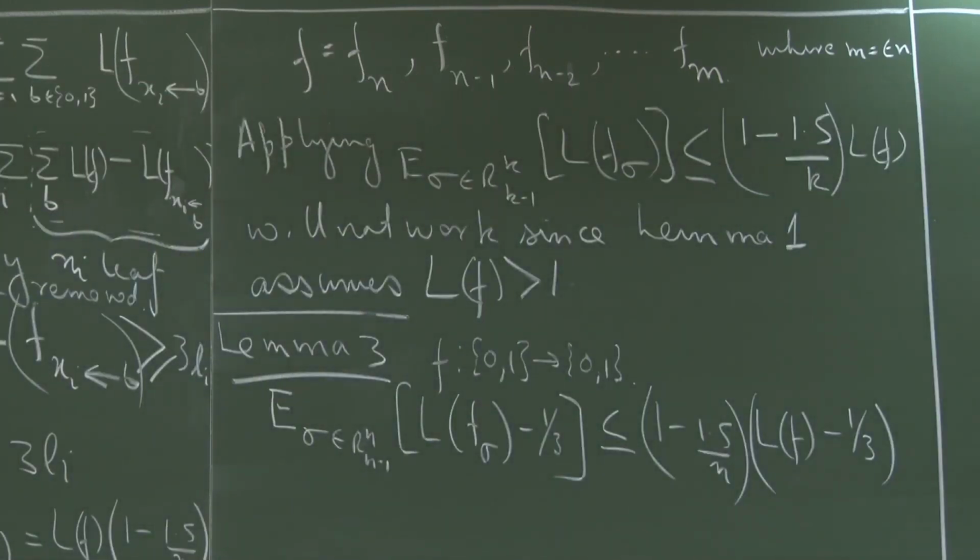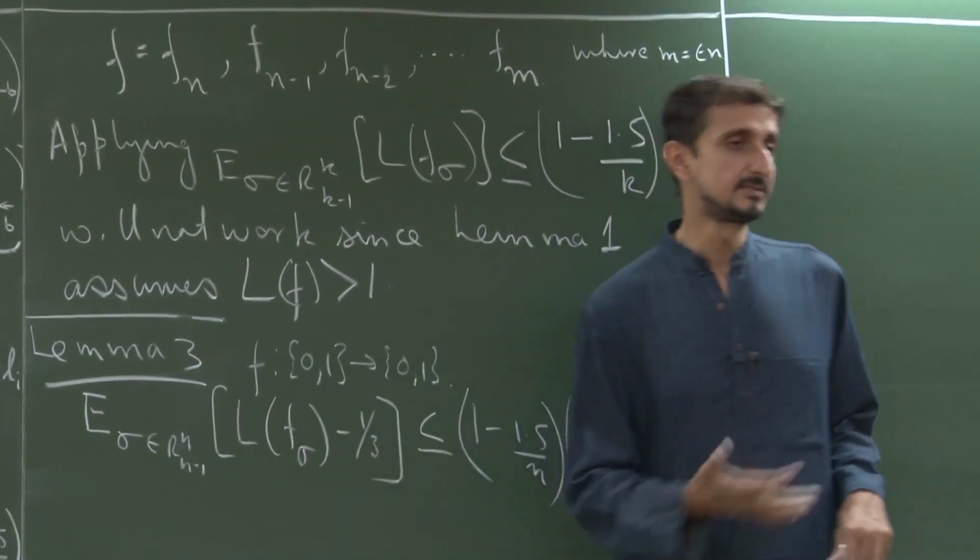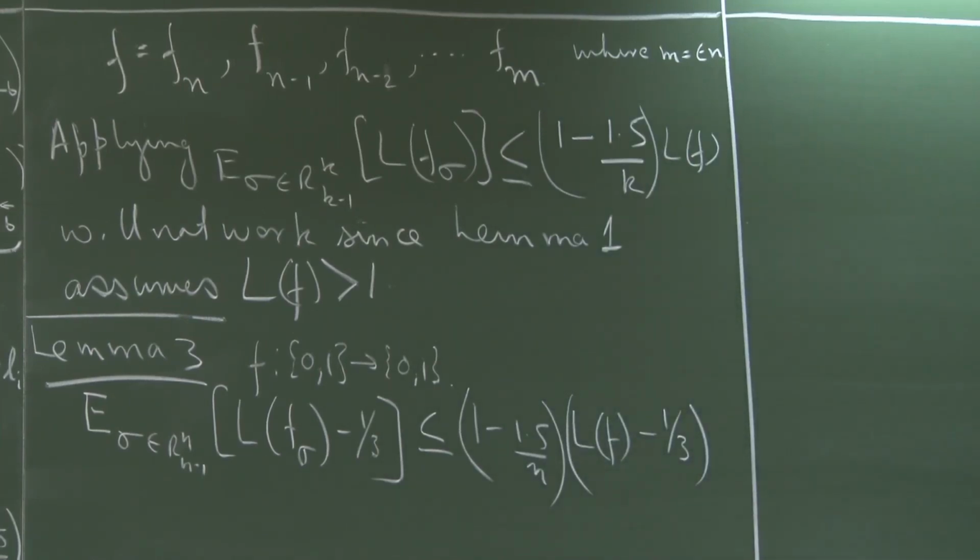So, how do we show this? We will just show it in 3 cases. Case 1 is when L of f is greater than 1, then case 2 is when L of f is equal to 1, and case 3 is when L of f is equal to 0. Okay, so, let us look at the 3 cases.